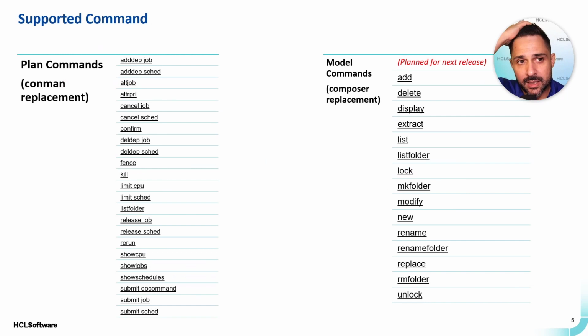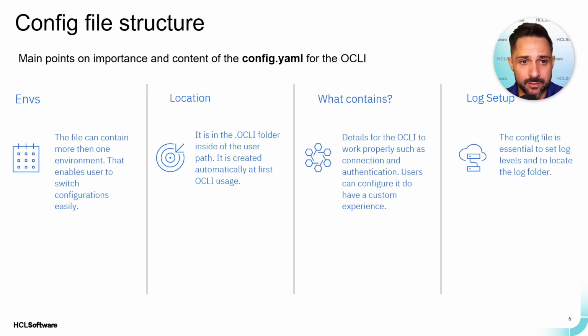To recap OCLI, there are more or less over 20 commands for the conman replacement. They are very much the same or similar to what I used to have with conman, and we are also introducing model. It's not yet available, but those will be the options I have to do composer commands.